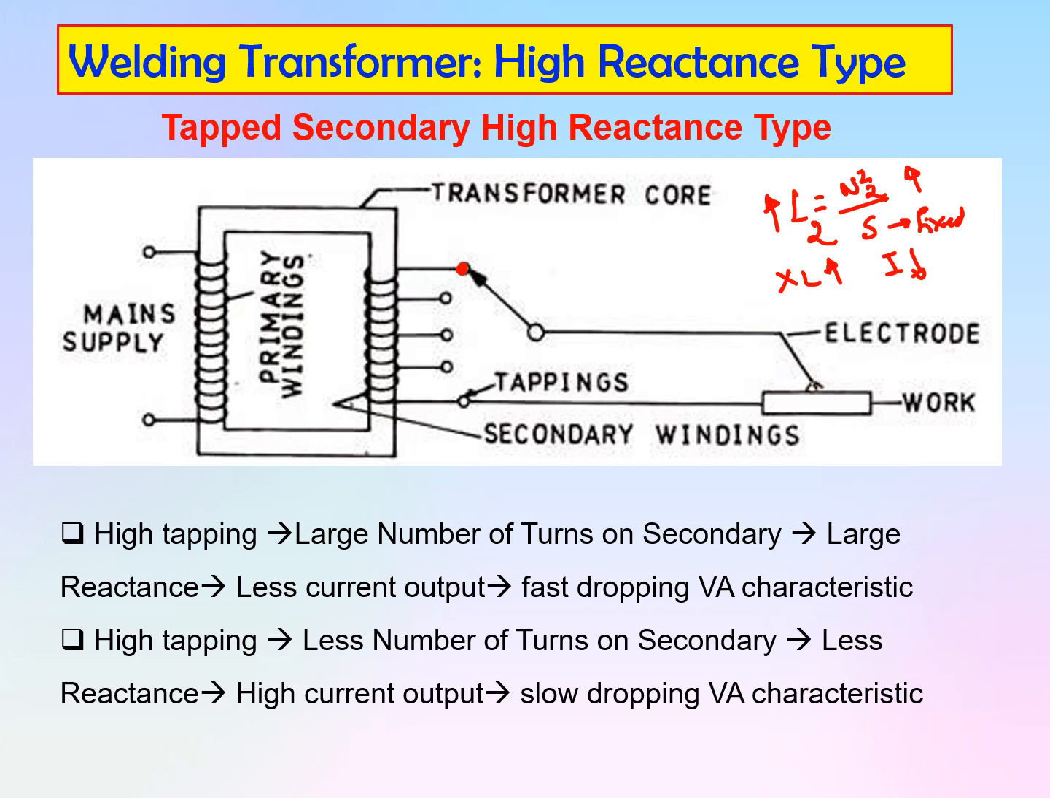Sorry, it is not high tapping, it is low tapping. If the tapping is on this side, so now let us consider that this is connected over here. So N2 is reduced, as the number of turns on the secondary is reduced, inductance is reduced, XL is reduced, hence the current in the secondary winding is large, hence you will get a slow drooping VI characteristics.